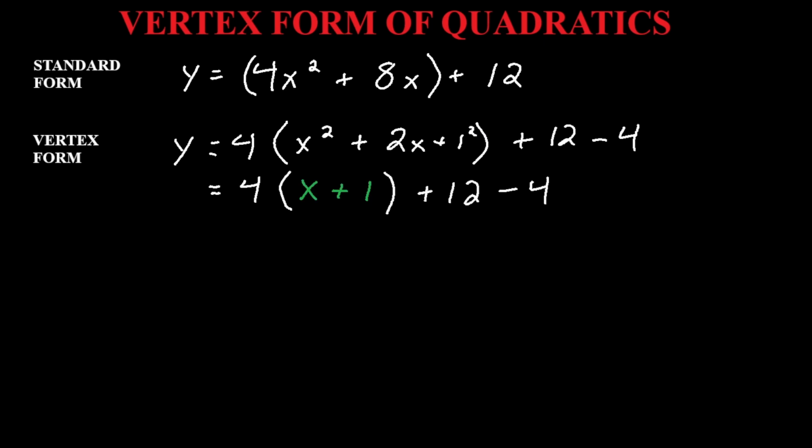So my perfect square binomial is x plus 1 squared, and then I'm adding 12 and subtracting the 4, and simplifying for the next line. So now that we're in vertex form, it's easy to see where the vertex is. Looking at this part that's in here, the smallest value x can be is going to be minus 1. So the resulting y value, if I put in a minus 1, the x falls out, and then the y would be 8.